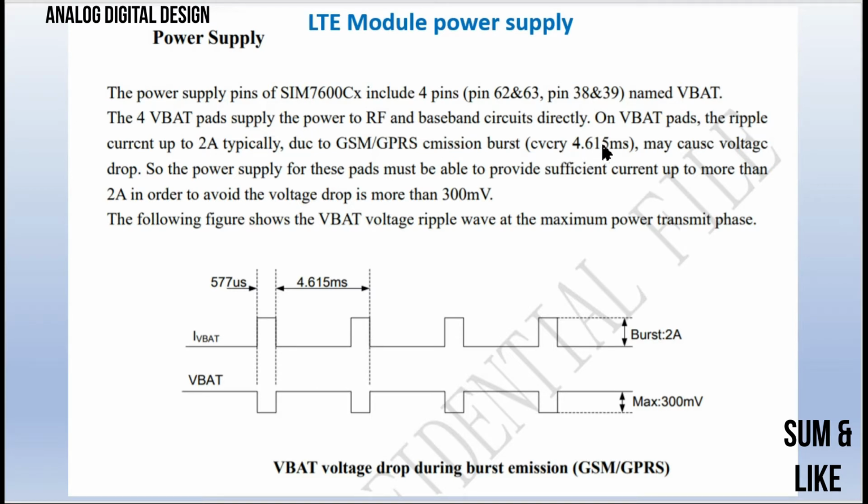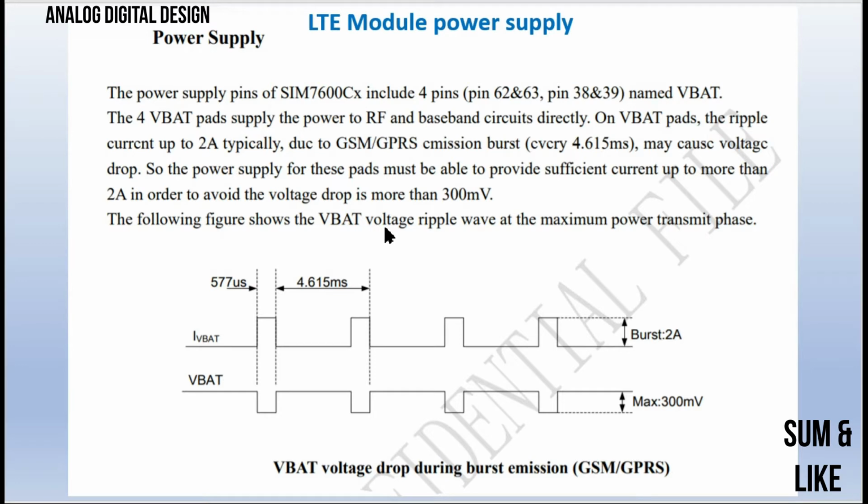every 4.615 millisecond, which may cause voltage drop. So the power supply for these pads must be able to provide sufficient current, more than 2 ampere, in order to avoid a voltage drop of more than 300 millivolt. The following figure shows the battery voltage wave at the maximum power transmit phase. So here is the current waveform and here is the battery voltage or power supply voltage waveform.